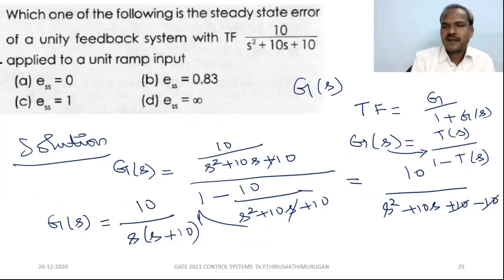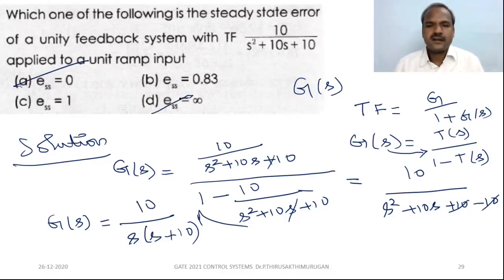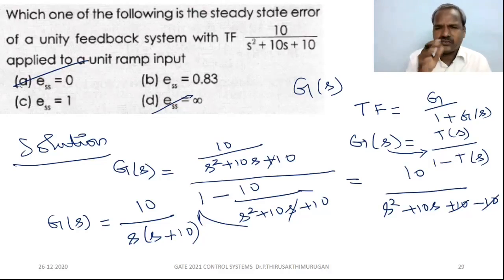So option A and option D are not fit for the solution, since the open loop transfer function is type 1. If the open loop transfer function is type 1, then it gives a finite steady state error. Understood or not? Finite. So there is a choice only between B and C.